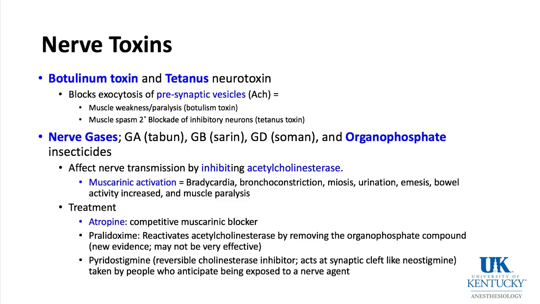Pralidoxime has been used in the past in an attempt to reactivate the acetylcholinesterase by removing the organophosphate compound, but there's newer evidence to suggest that it may not be very effective. Pyridostigmine actually is a reversible cholinesterase inhibitor that acts at the synaptic cleft like neostigmine, and some people will take this who anticipate being exposed to a nerve agent, so in a war zone. But the take-home message from this is that for nerve gases and organophosphate insecticides, the treatment for the increased acetylcholine and muscarinic side effects is to block them with atropine.